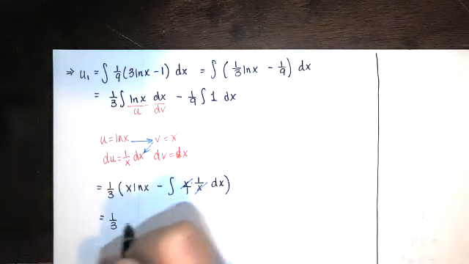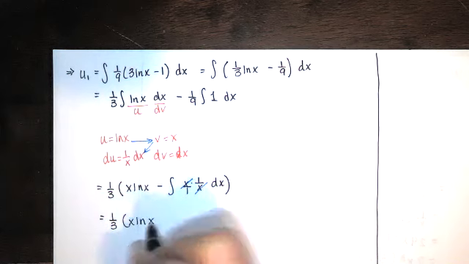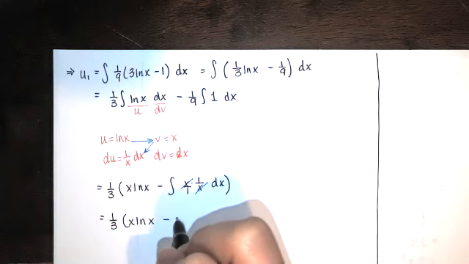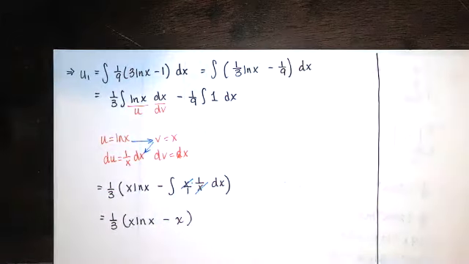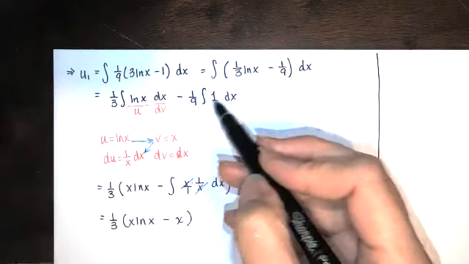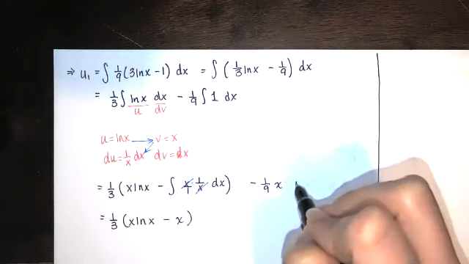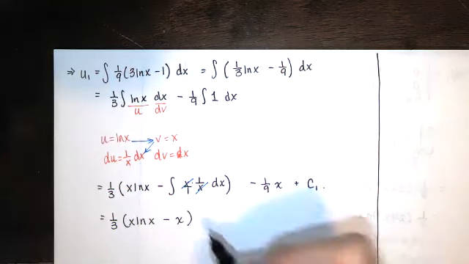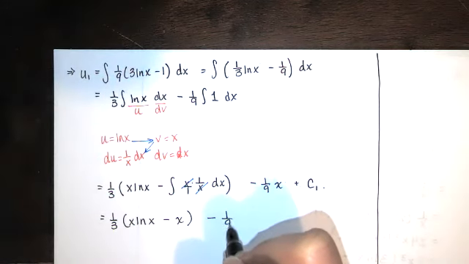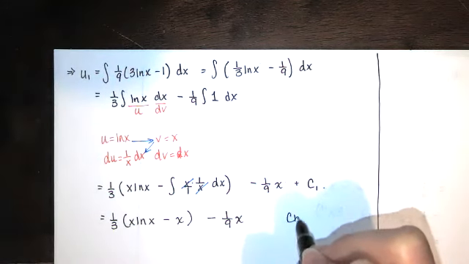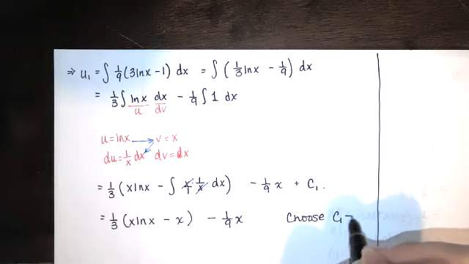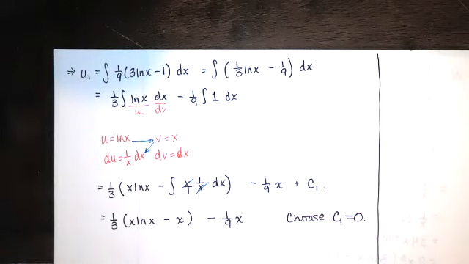So we have 1/3 times x natural log of x minus the antiderivative of 1, which is x, plus a constant. We'll save the constant for the second integral. The integral of 1 with respect to x is just x. So we'll have negative 1/9 x plus some constant. So I have that there. Let's choose the constant to be 0 because we're going to multiply u1 by y1, and we don't need a constant times y1 as a part of our y sub p.